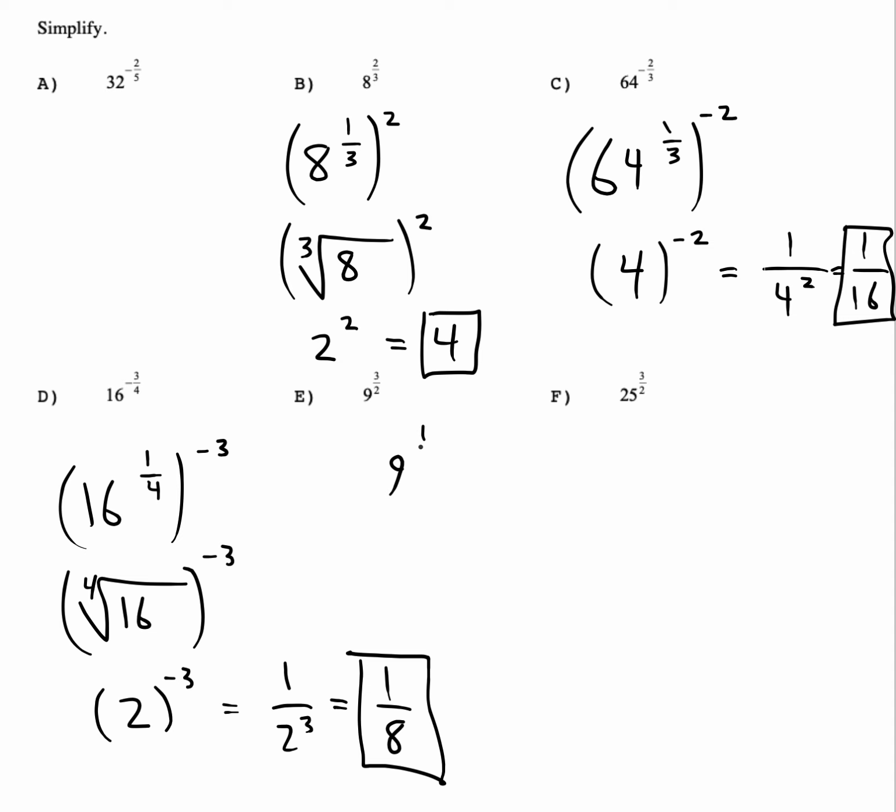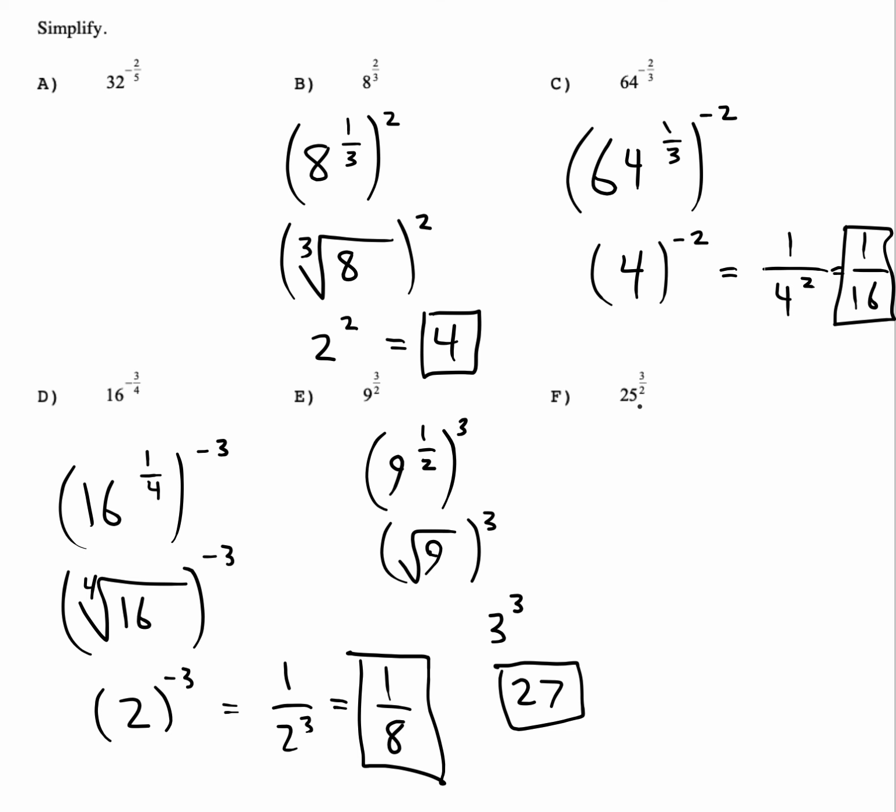Here we'll have 9 to the 1/2 raised to the 3. That's the square root of 9 they're talking about. So that's just going to be 3 to the 3, which is 27.